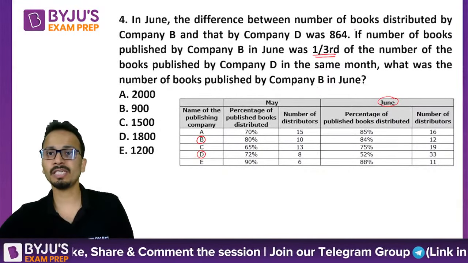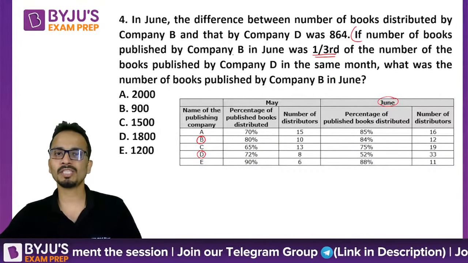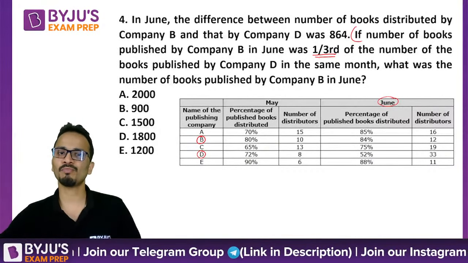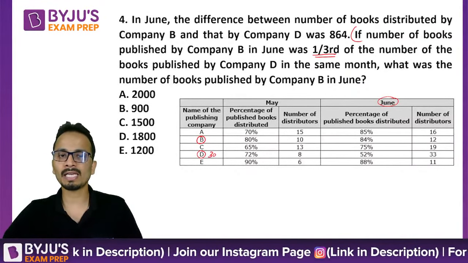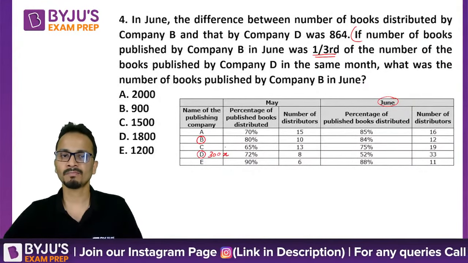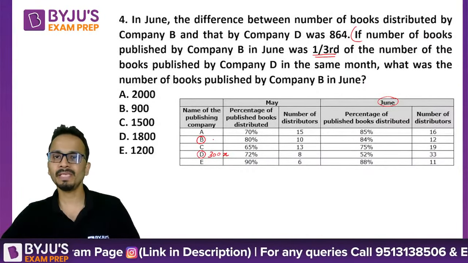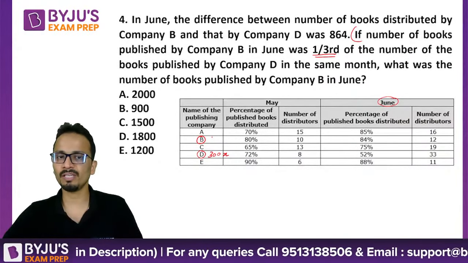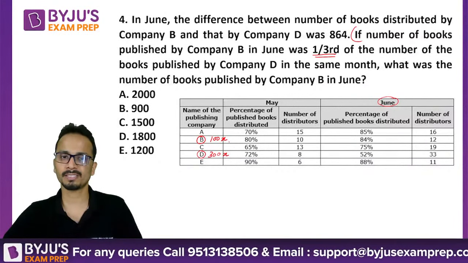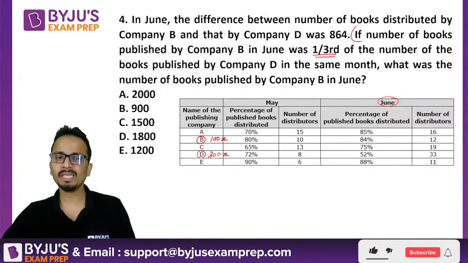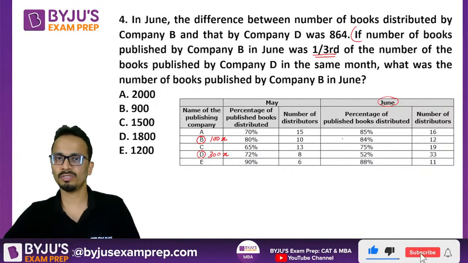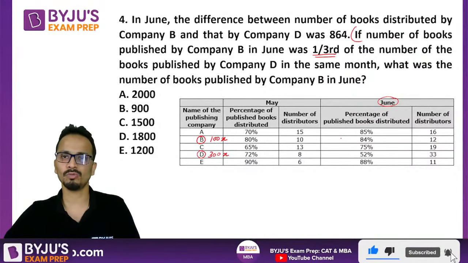Now, first of all, I'll read this line. Number of books published by B is 1/3 the number of books published by D. So number of books published by D, I'll assume as 300x. So number of books published by B will become 1/3 of this value, that is 100x. These are the number of books published by B and D in the month of June.